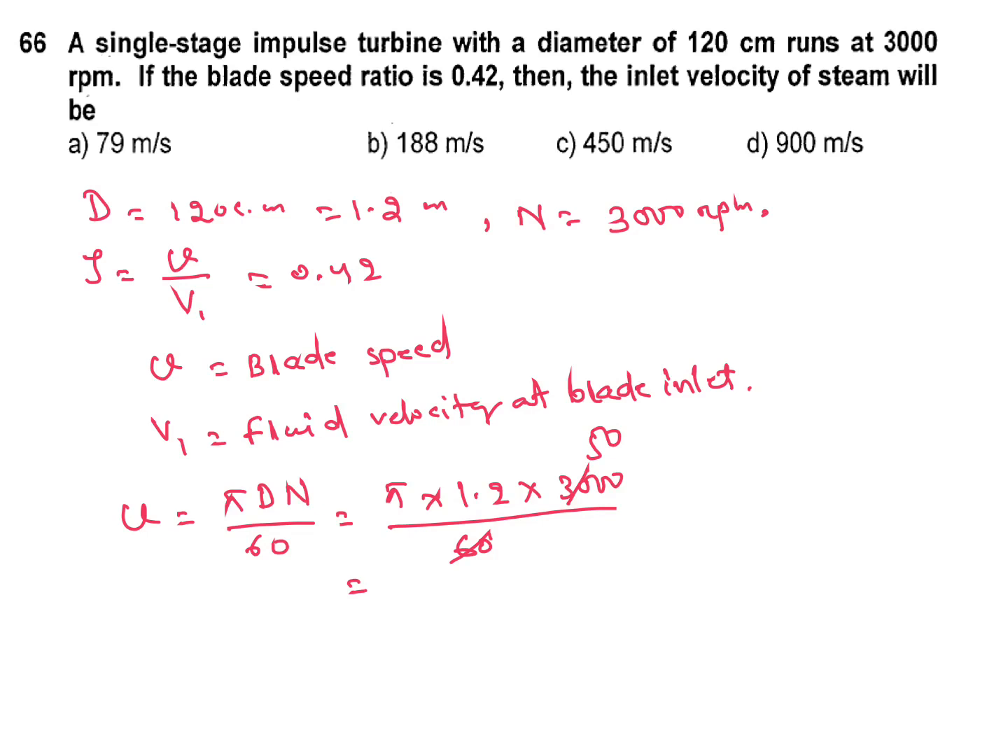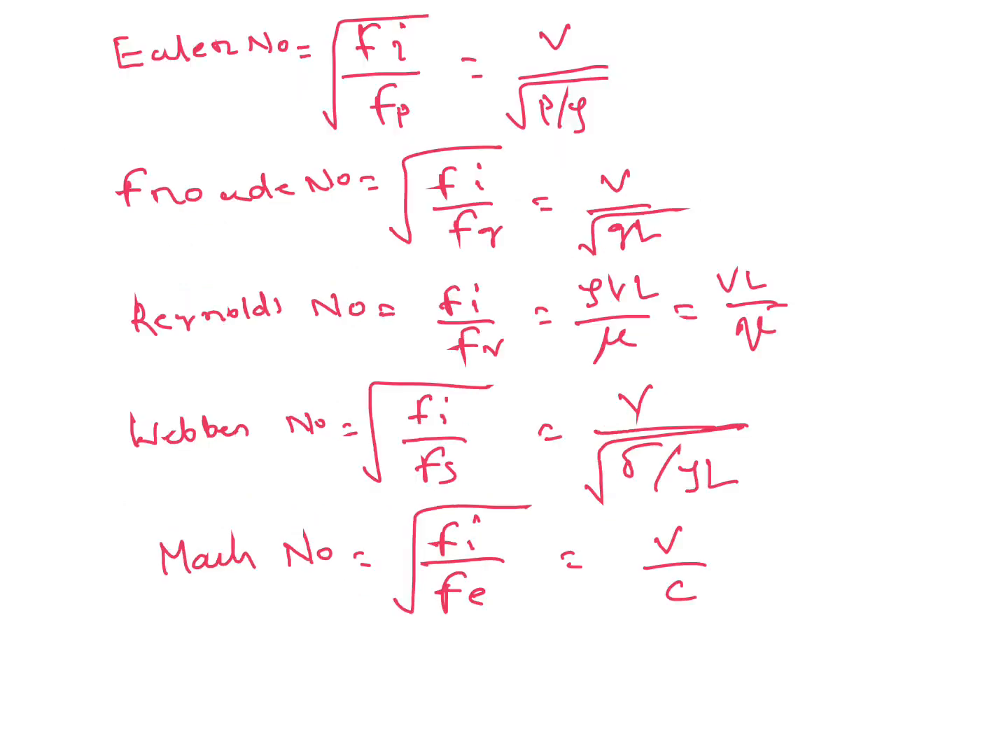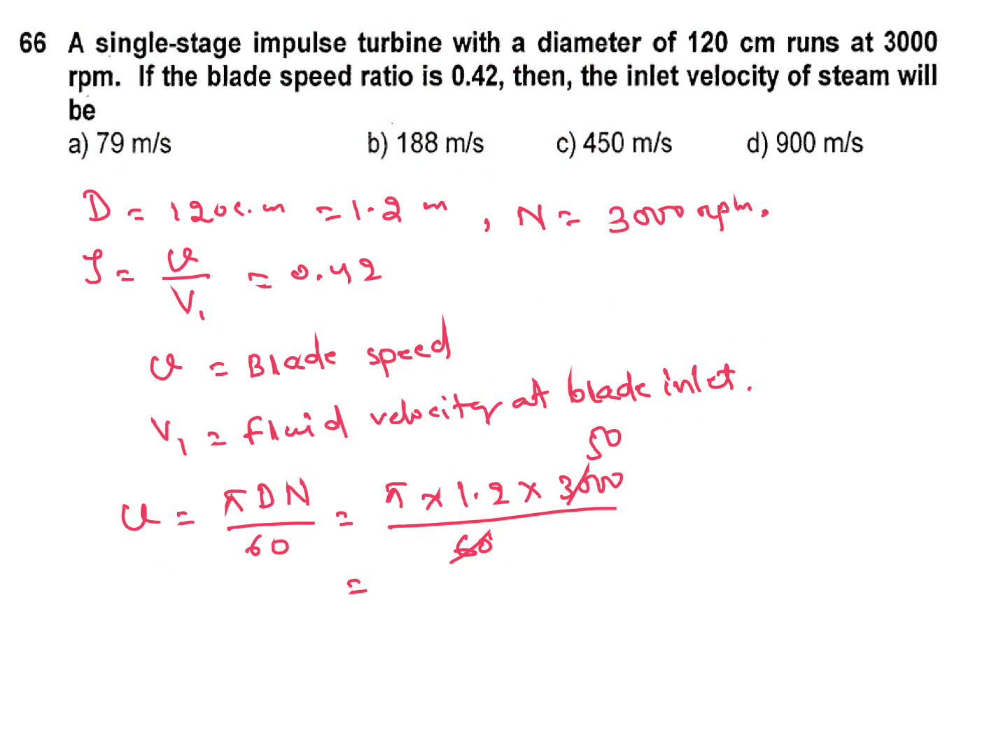Then 1.2 into 50 into 3.14 is 60 into 3.14. So if you multiply this, it is 188.4. So u is 188.4, then V1 we have to calculate.